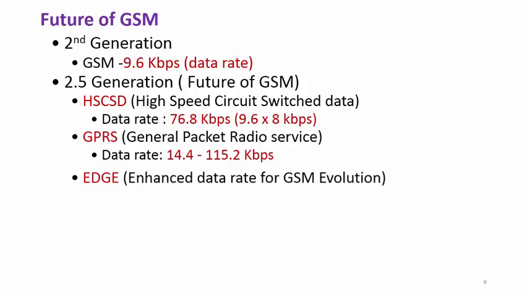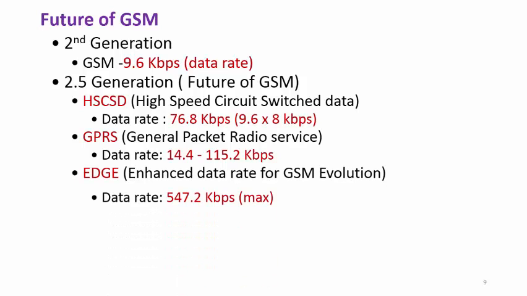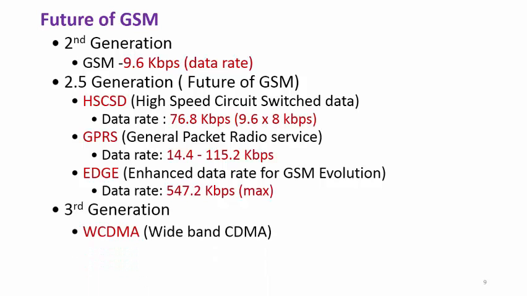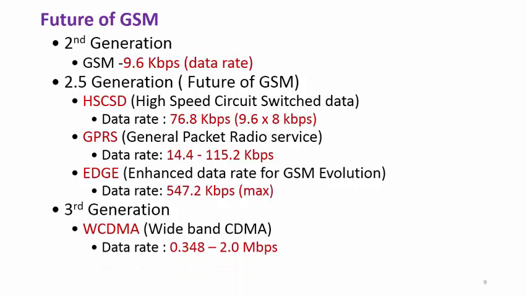Then the next advanced feature of this 2.5G is EDGE, Enhanced Data rate for GSM Evolution, with a data rate of 547.2 kbps. Then the third generation, which works on WCDMA, wideband CDMA. So here we get a data rate up to 2 Mbps, minimum 0.348 Mbps to 2 Mbps.